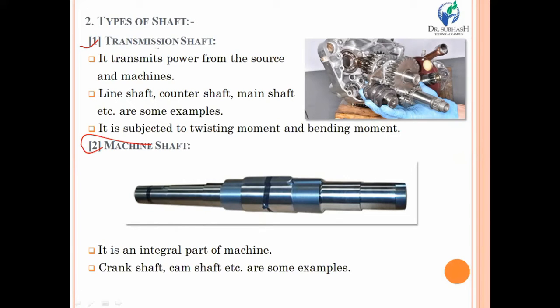If we are talking about the transmission shaft, it transmits power from the source to the machine. That is what I discussed in the example of the electric motor and lathe machine. Line shaft, counter shaft and main shaft are a few examples used in workshops, factories or other places. If you find such a kind of shaft, then it is responsible for power transmission from a driver to the driven. So this is about the transmission shaft.